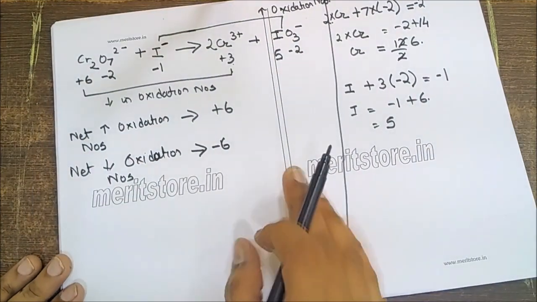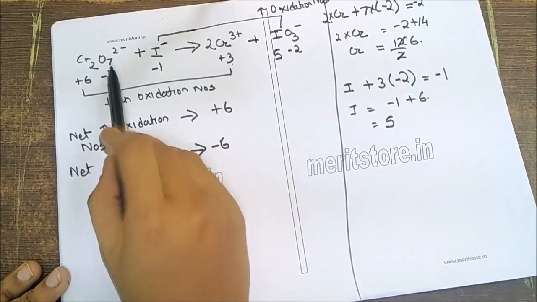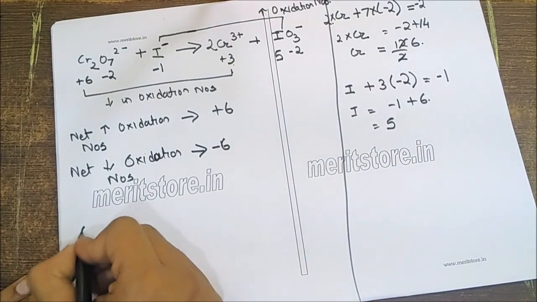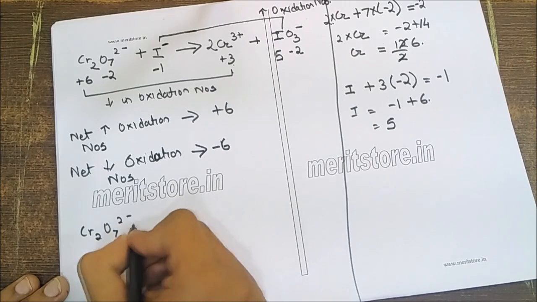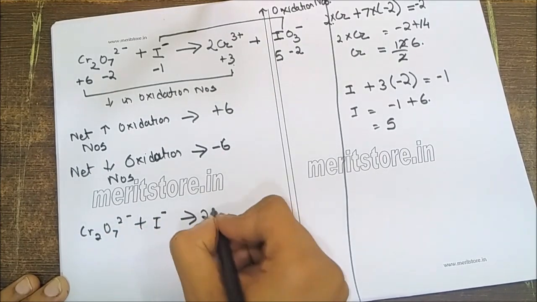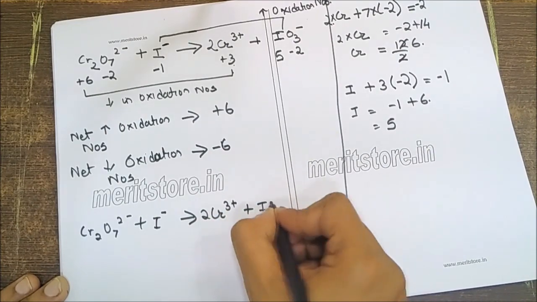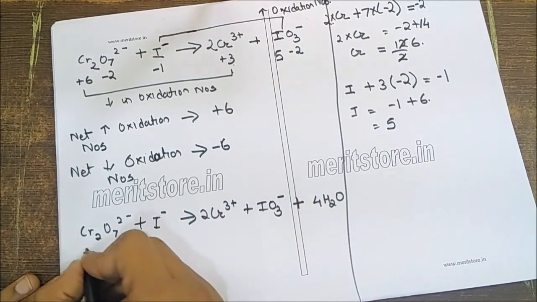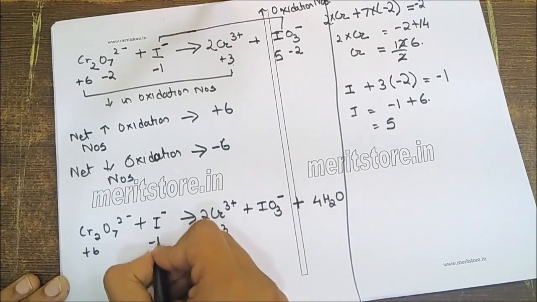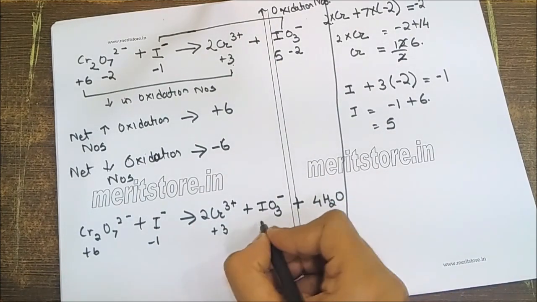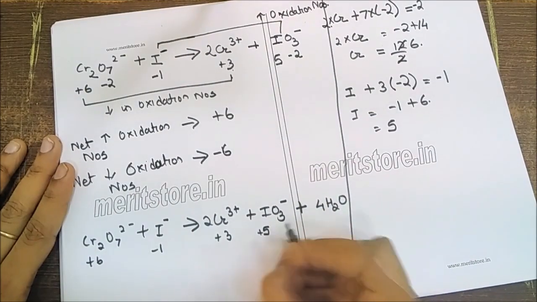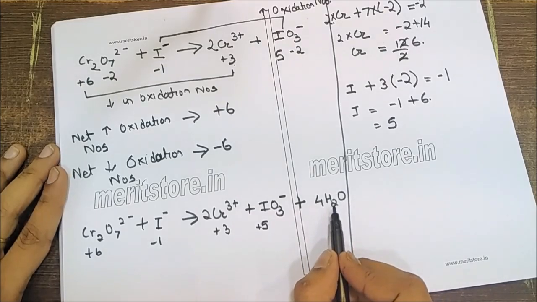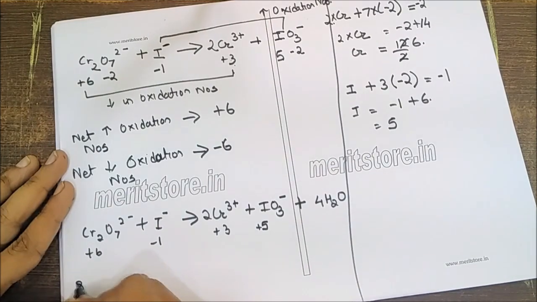Now, after we have done this, we have to now balance this reaction for oxygen. So here there is 7 and here there is only 3 oxygen atoms. So in this reaction, we need to add 4 water molecules. Now see, oxygen is balanced. Now hydrogen. So here there is 8 hydrogen atoms and here there is none. So here we need to add 8H plus.